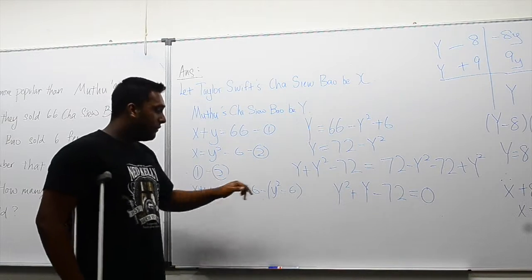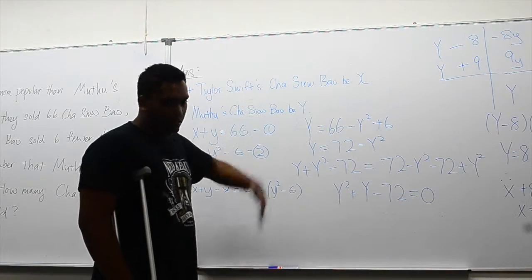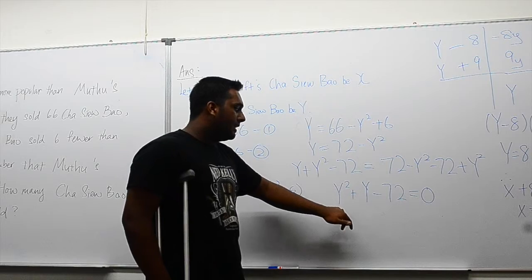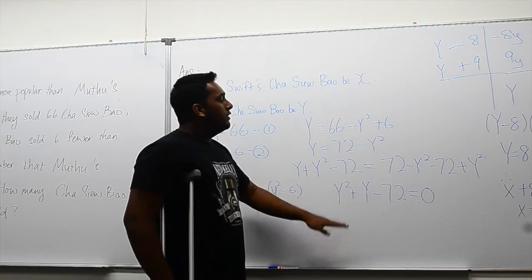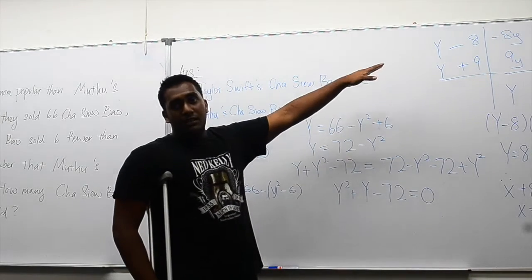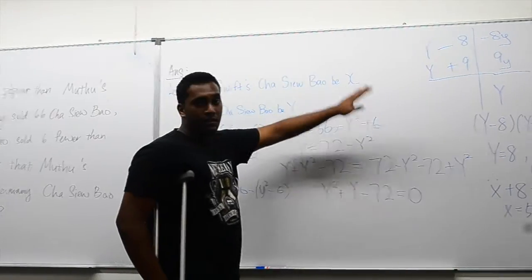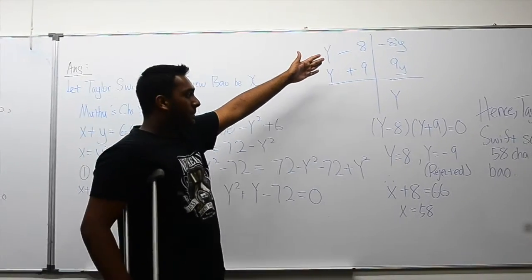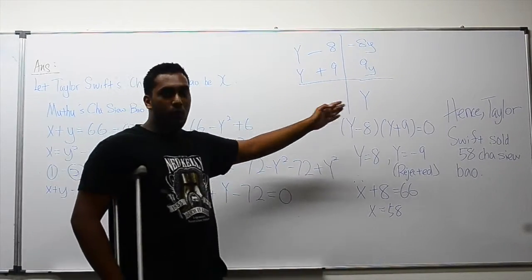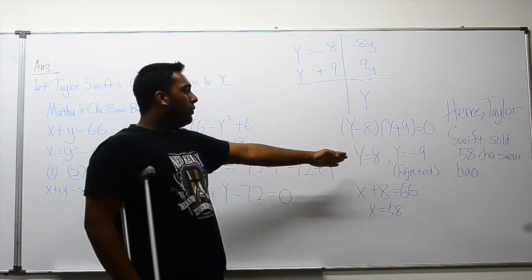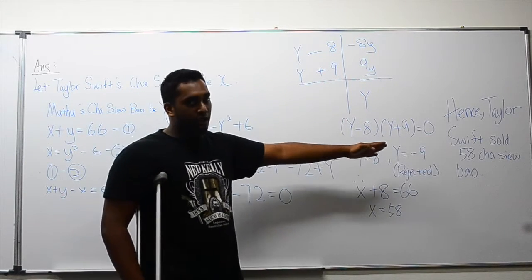where we get this equation. From this equation, if we do algebra and work it out, we get this quadratic equation. After that, we will do factorization with this quadratic equation, as you can see here, and we will get y minus 8 and y plus 9. Therefore, y equals 8 and y equals minus 9.